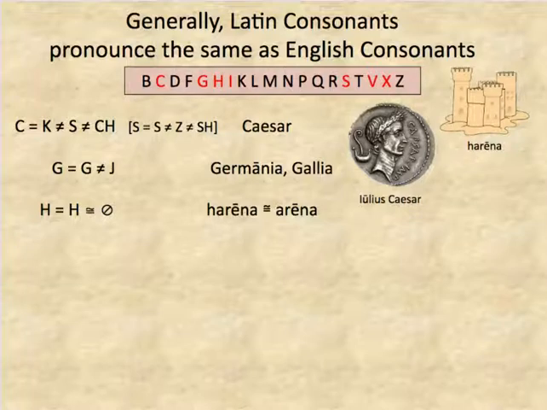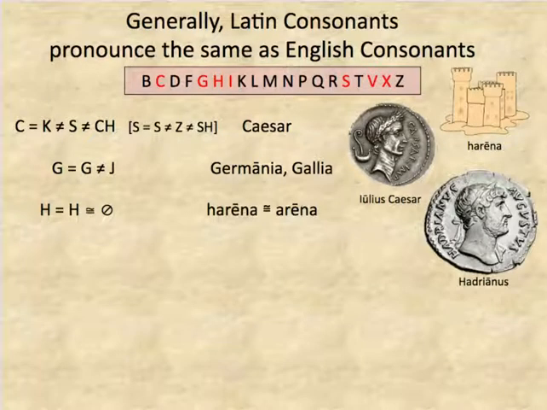I like to pronounce my H's. In my classes, we'll pronounce our H's. We'll say harena. Now, there was an emperor by the name of Hadrian. His real name was Hadrianus. Now, sometimes that H would get dropped too, and Hadrianus would become Adrianus. In fact, that's where our name Adrian comes from. But I like to pronounce the H, so I'll call him Hadrianus.